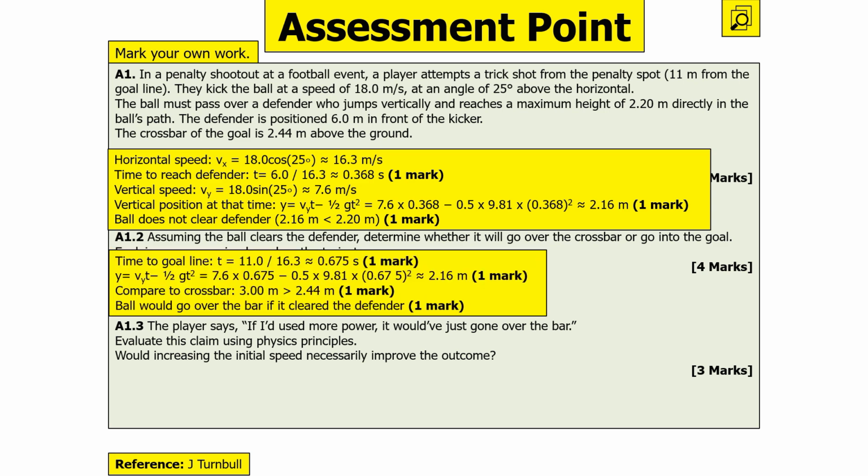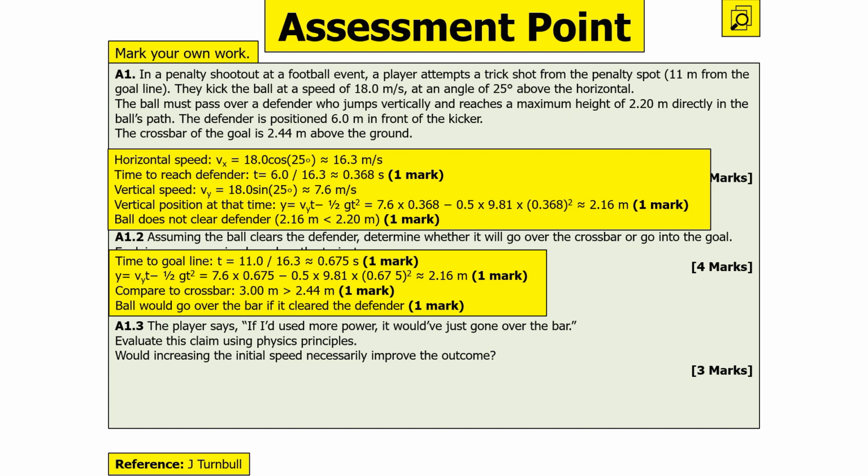The next question, we know the time to the goal line is going to be 11 meters over 16.3, which is the velocity. So therefore, working it through, we can get it out to be 0.675 seconds. We can work out the vertical height as going to be vt minus a half gt squared. So you work it through to be 2.16 meters. So compare that to the crossbar. Okay, therefore the ball will go over the crossbar if it cleared the defender.